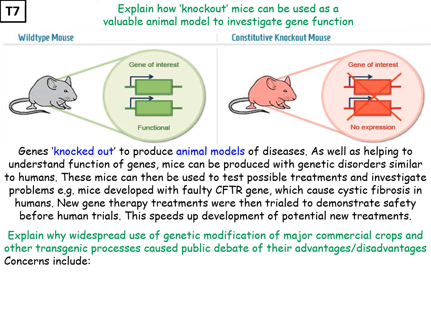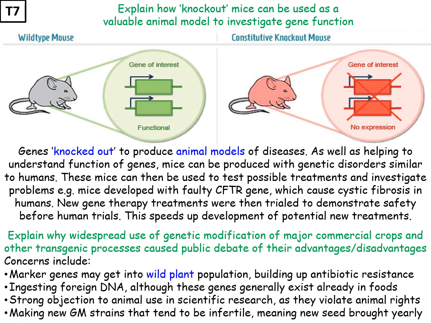Explain why widespread use of genetic modification of major commercial crops and other transgenic processes cause public debate of their advantages and disadvantages. So in terms of concerns, the marker genes may get into wild plant populations, building up antibiotic resistance. Ingesting foreign DNA, although these genes generally exist already in food. So even if you take it from one organism to another, you might already be ingesting the proteins that are produced anyway. There's a strong objection to animal use in scientific research as it violates animal rights, and making new GM strains that tend to be infertile, meaning new seed must be bought each year.